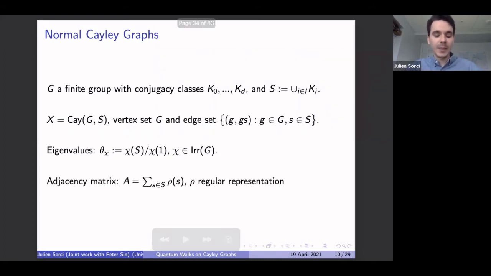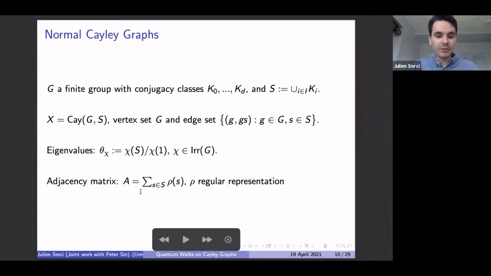One other thing that'll be helpful in just a second is that our adjacency matrix can be written as a sum of regular representations over the elements in our connecting set S. So here rho is the regular representation of our group G. And it's not too hard to show that this sum of regular representations acts in the same way as our adjacency matrix.